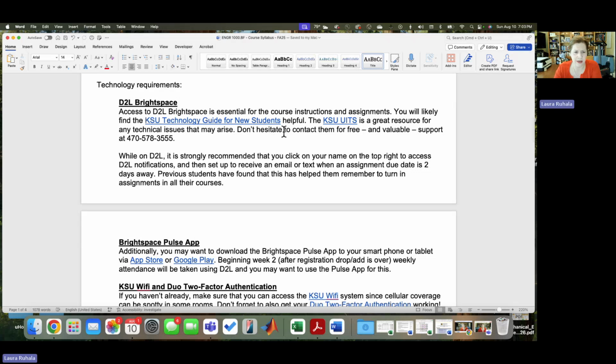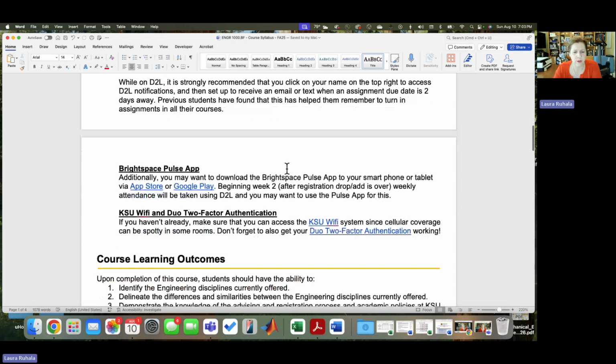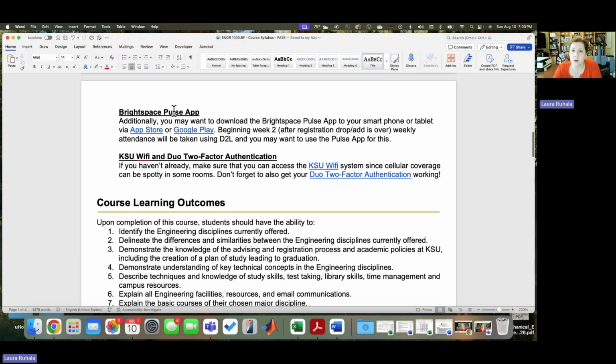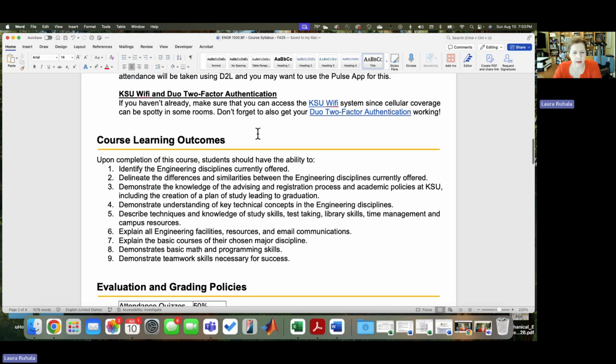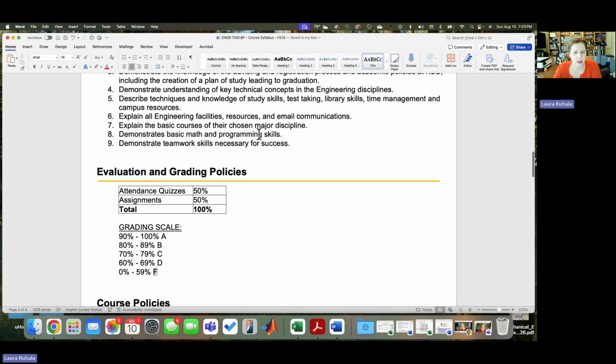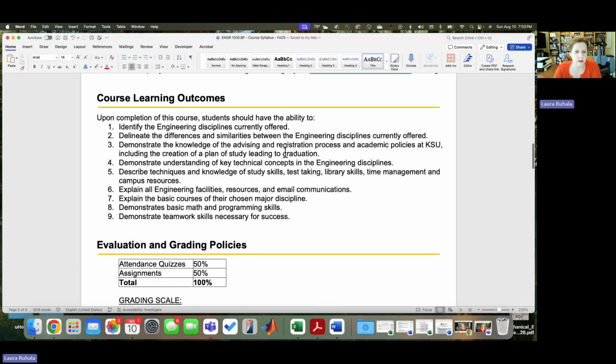Here, we have information on the technology requirements. The students might want to download the Pulse app, which is the Brightspace Pulse app, and then Wi-Fi and two-factor authentication. Okay, and then all of the learning outcomes, you can read through those on your own.